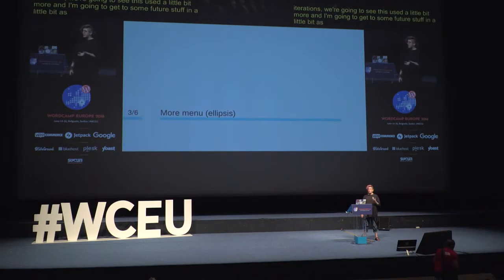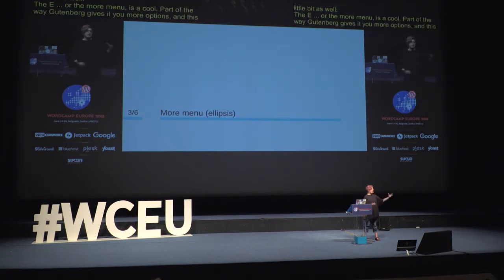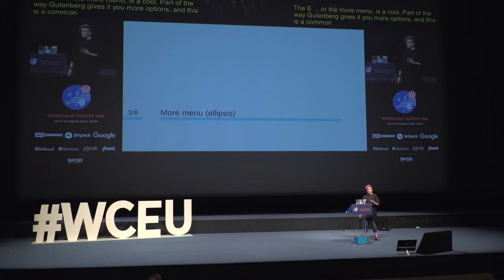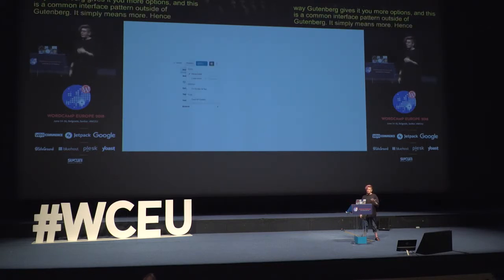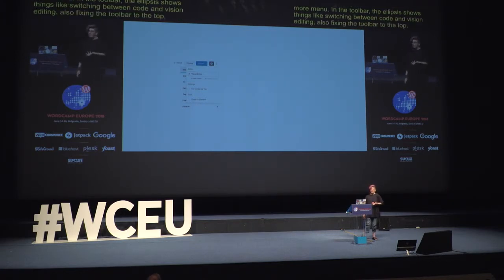The ellipsis, or the more menu, is a core part of the way that Gutenberg gives you more options. And this is a common interface pattern outside of Gutenberg. It simply means more, hence the more menu. In the toolbar, the ellipsis shows things like switching between code and visual editing, and also fixing the toolbar to the top. We'll get to that a little bit later as well.